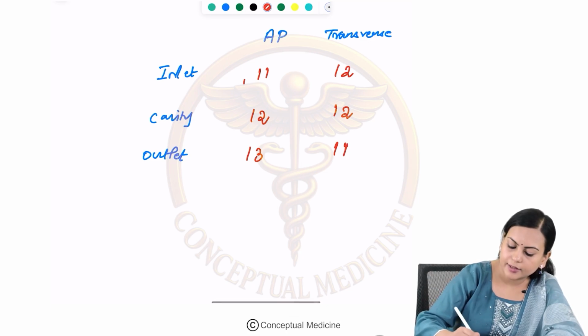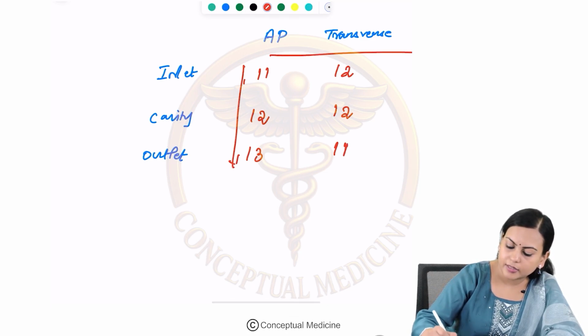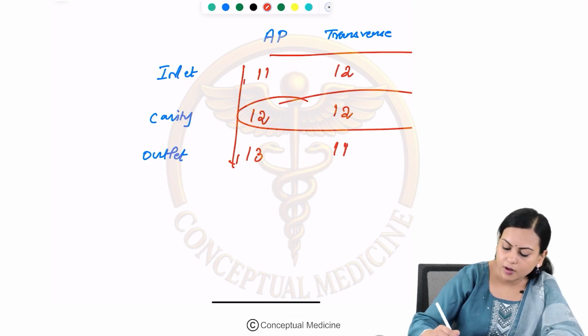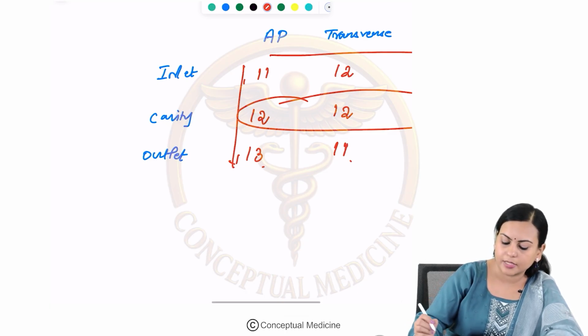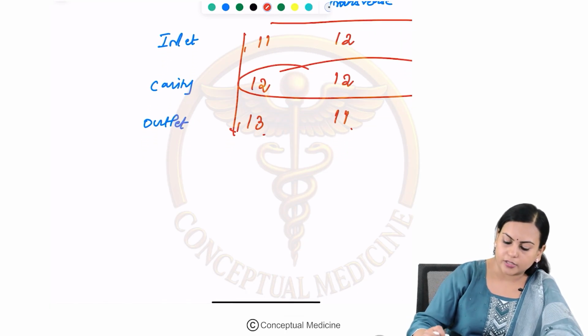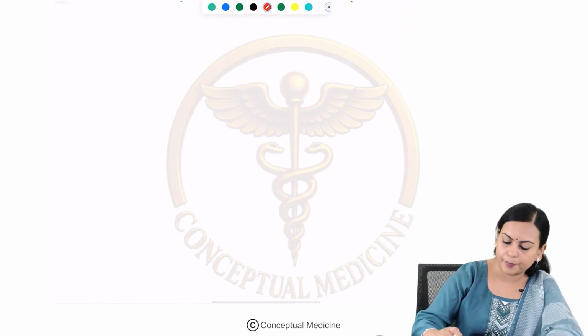So basically it is 11, 12, 13 downwards, then 11, 12, 13 in this order. It is completely 12, 12, 12 in this row, and it is 13 centimeters and 11 centimeters. There is no oblique diameter in the pelvic outlet. Okay, this is how you remember.